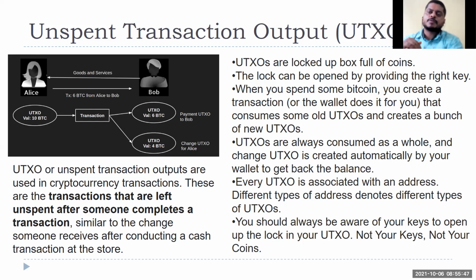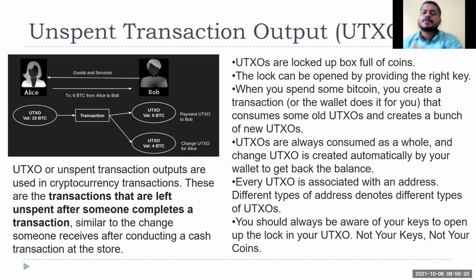But in Bitcoin, how is it? Whatever I am holding, 10 Bitcoin, I use my private key to open it. It is open now. Now my instruction is: give 6 Bitcoin to Bob. So that is one transaction. Then 4 Bitcoin, that is the change. That is known as UTXO change, unspent transaction output. That 4 Bitcoin will come back to me.